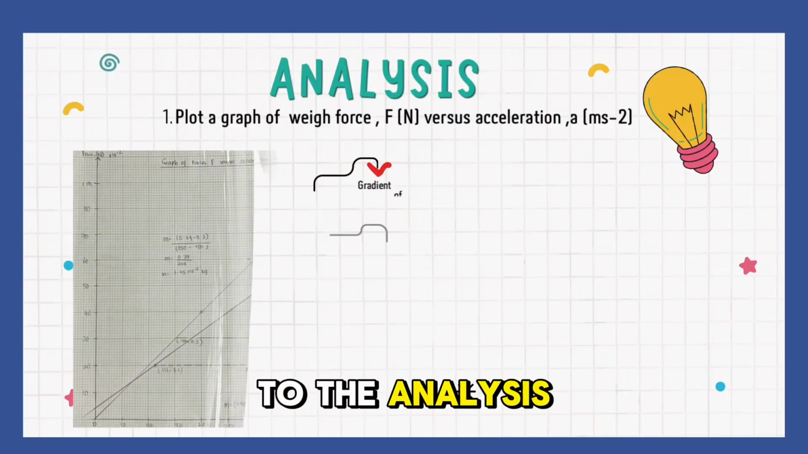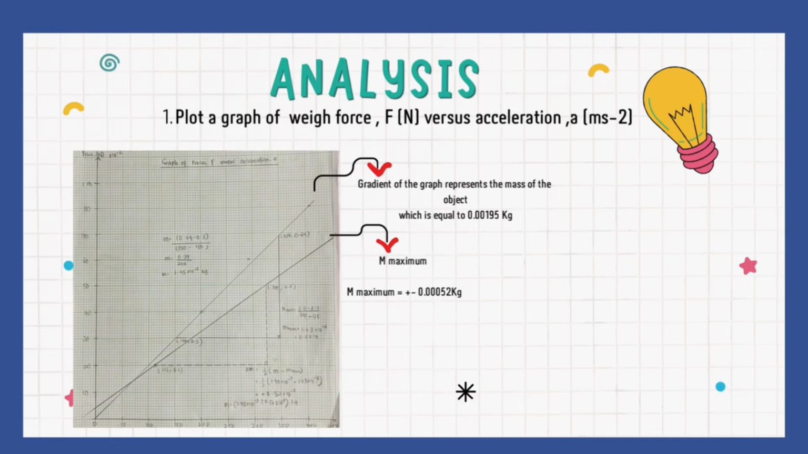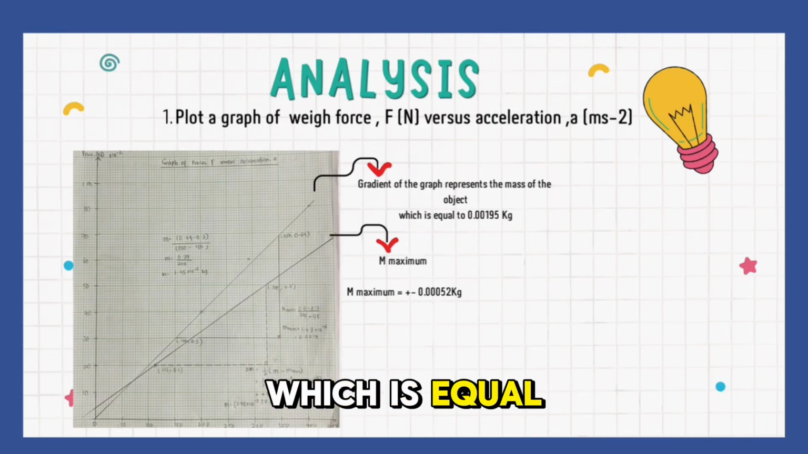So let's move to the analysis of data. This is a graph of force versus acceleration. We know that the gradient of the graph represents the mass of the object, which is equal to 0.0195 kilogram.